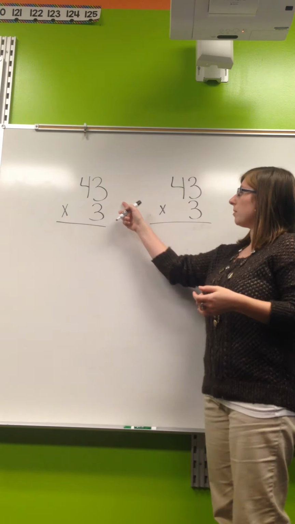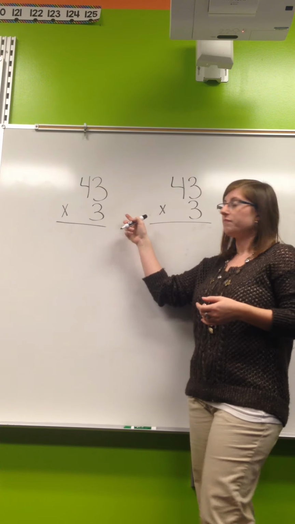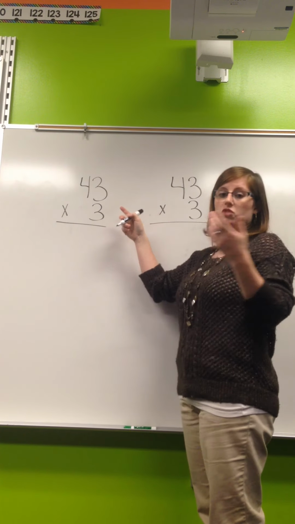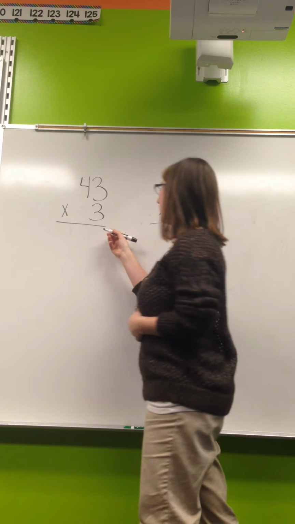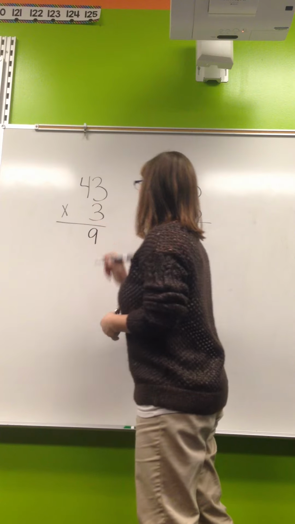So if we look at the problem, 43 times 3, we first, just like normal, do 3 times 3, and we know that 3 times 3 is 9. So we're going to put the 9 down.